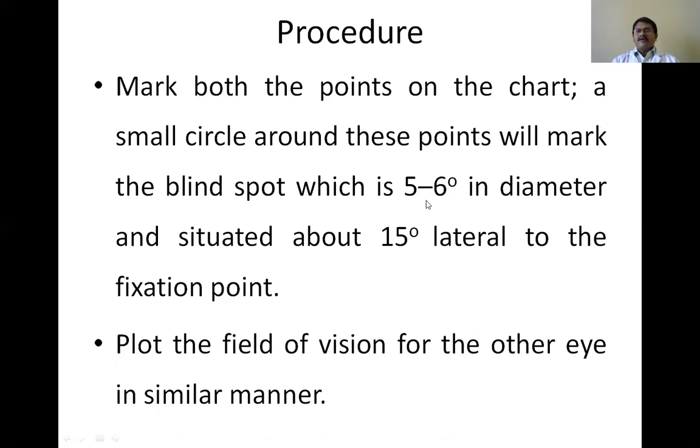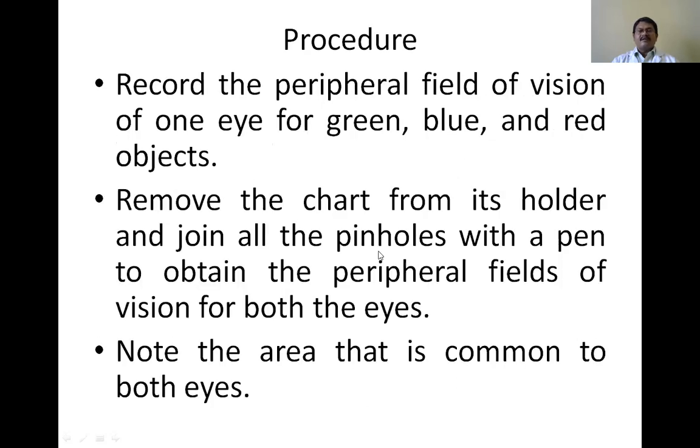Approximately it is on average 5 to 6 degrees in diameter, but it is oval in shape, so vertically 7 degrees and horizontally 5 degrees. It is situated 15 degrees lateral to the fixation point. It corresponds to the physiological blind spot, the optic disc, the leaving of the optic nerve fibers from the eye. The plotting of the visual field of the other eye is also done in a similar manner.